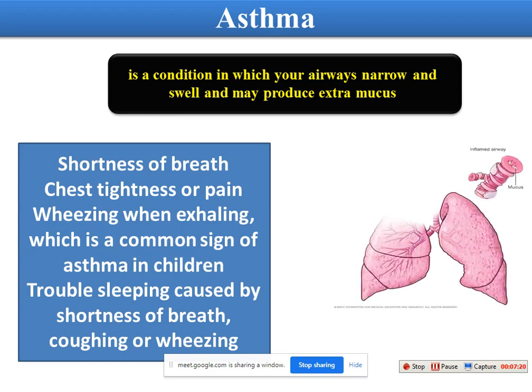And here is a slide. We found the difference between the normal bronchial and the asthmatic bronchial. You see it. The lumen is very narrow and nearly obstructed.